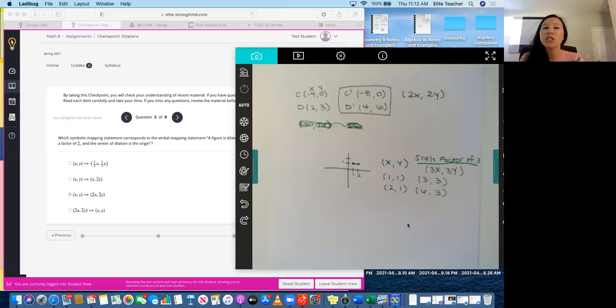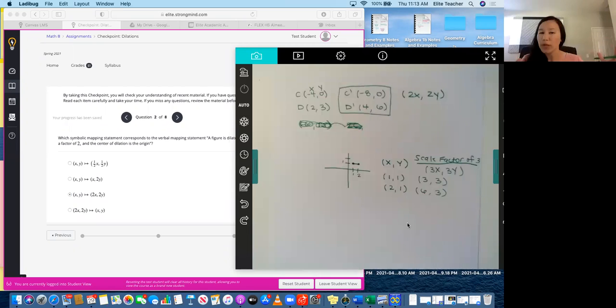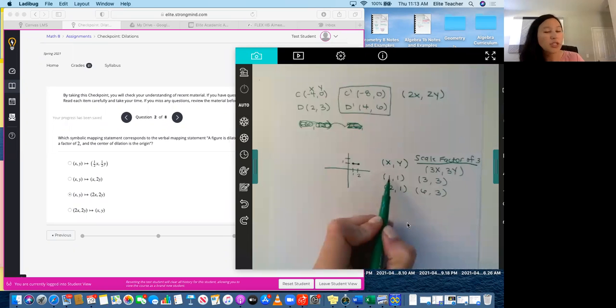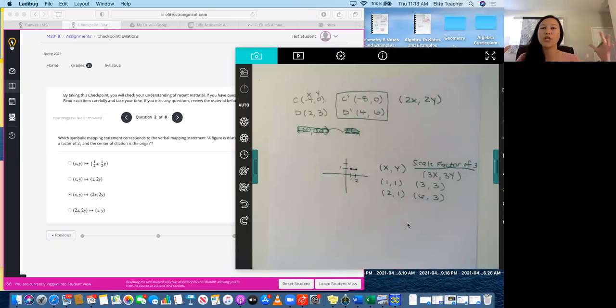Dilations are where you're stretching things and shrinking things. So if the scale factor is 2, you're doubling the size of that figure. If the scale factor is half, you're shrinking it by half, so it becomes half the size. So if you're doubling it, you're doubling all of the x and y values. If you're tripling it, you're going to triple all of the x and y values. And that gives you the dilation with a scale factor of 2 or 3 or 1/2, whatever it is.